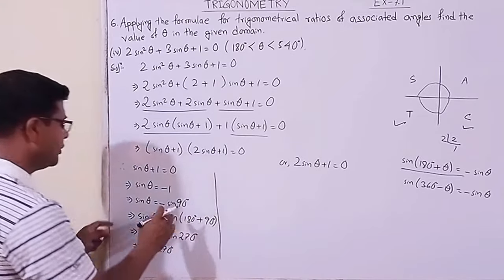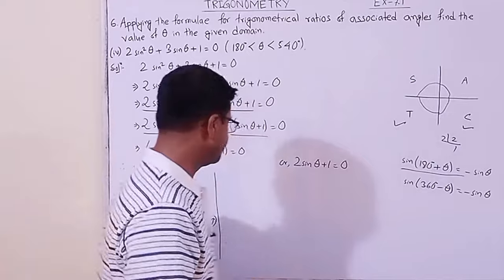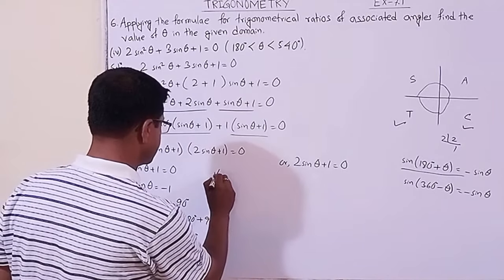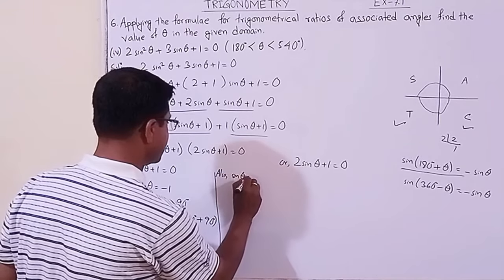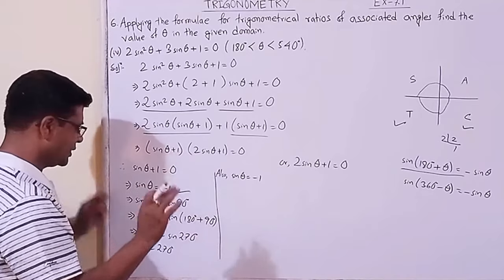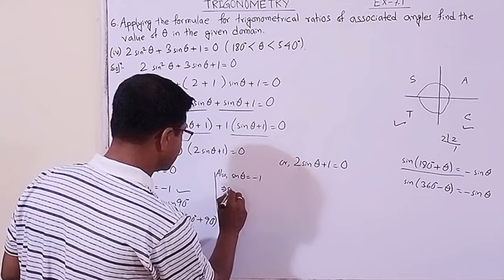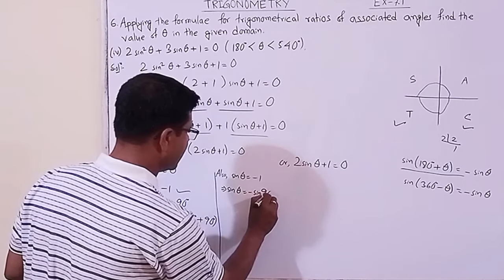Now let us do one more case of it, because this case we have to take. Also sine theta is equal to minus 1. From here we are taking. You can take from here also, but not necessary. Sine of theta equals minus sine, which angle? 90 degree.